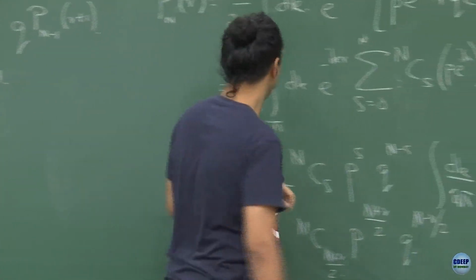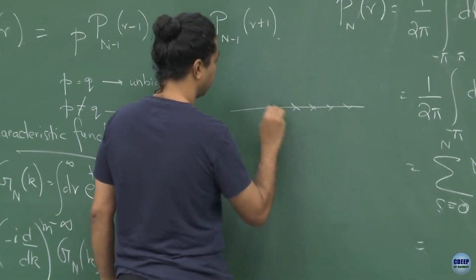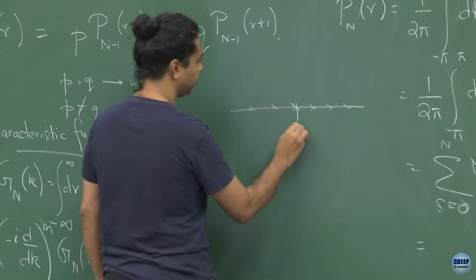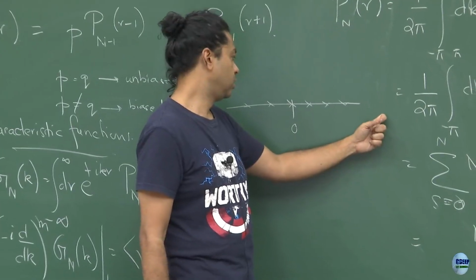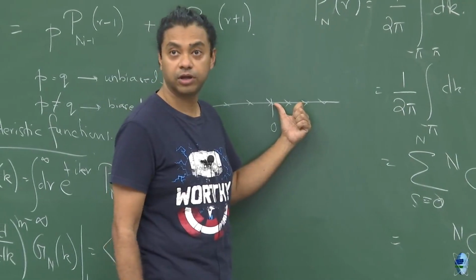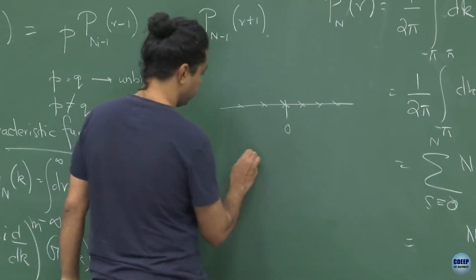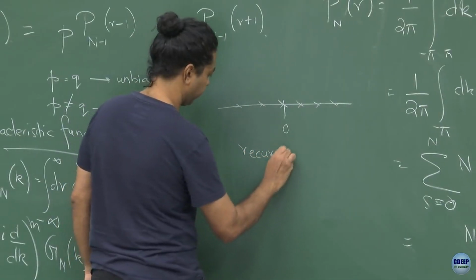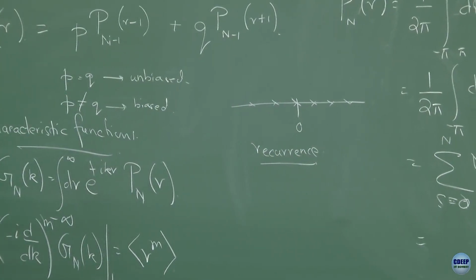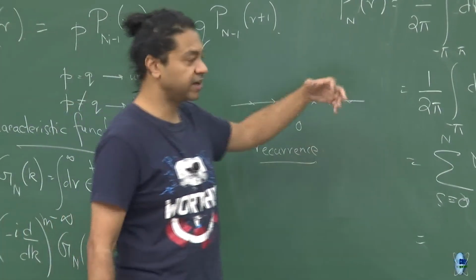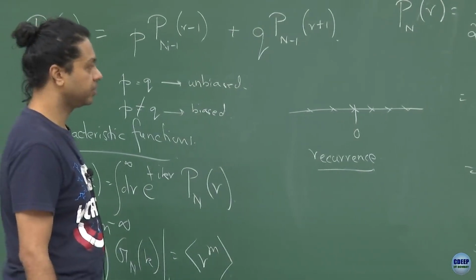For example, you could ask that, I have started my random walk from the origin over here at 0. If I waited long enough, will I come back to the origin or not? This is a property called recurrence of random walks. And again, that is something that you can work out exactly for these sort of walks. So that's what we'll do next.